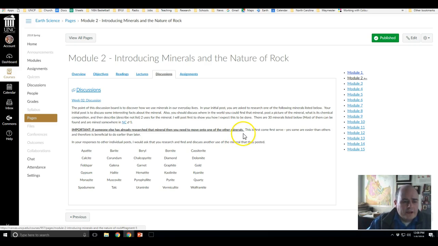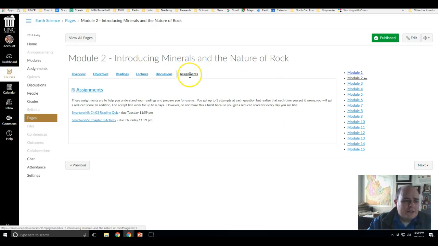Okay, so do that, and then once somebody's done an additional post, you can reply to their post by doing a little bit of research about their mineral and trying to figure out at least one more use for it. So that's going to be an activity that we're going to be doing together, kind of as a group activity and discussion during the week.